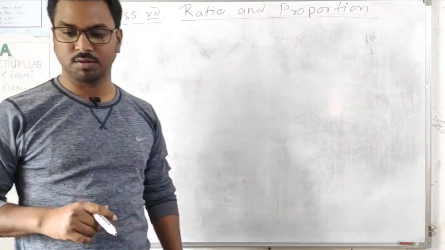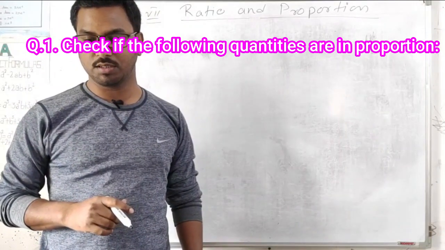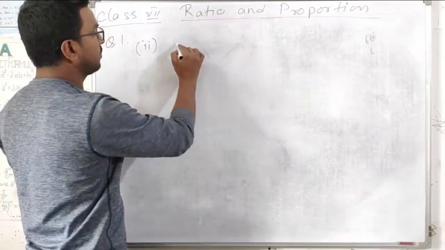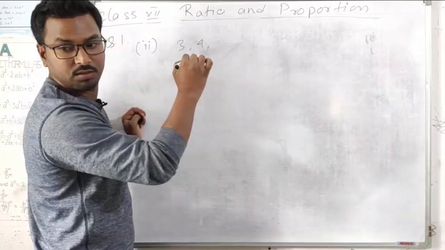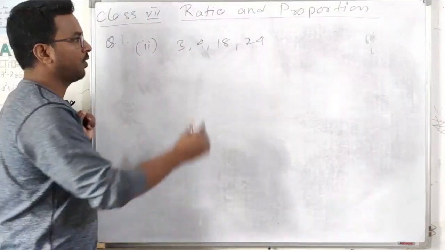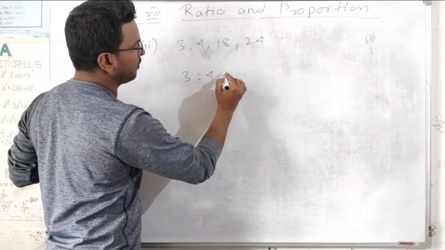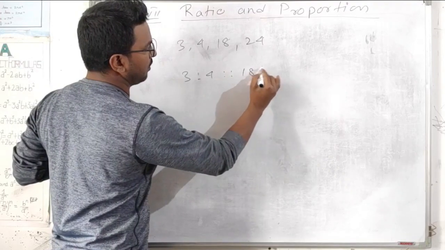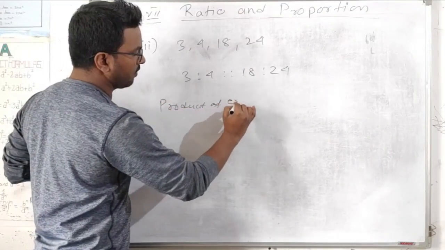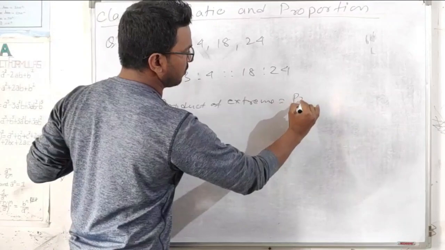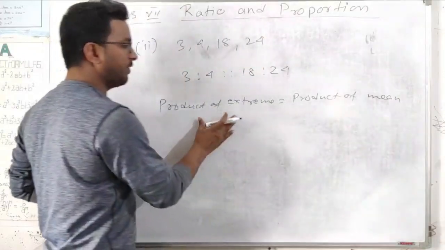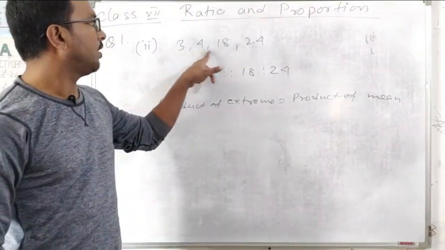So question number 1 is saying check if the following quantities are in proportion. So let's do it, the question is given 3, 4, 18, 24. These are the 4 values. Okay, so we can write like this, 3 is to 4, 18 is to 24. So we'll find the product of extremes equals product of means. If left hand side equals right hand side, then we'll be confirmed that all these values are in proportion.